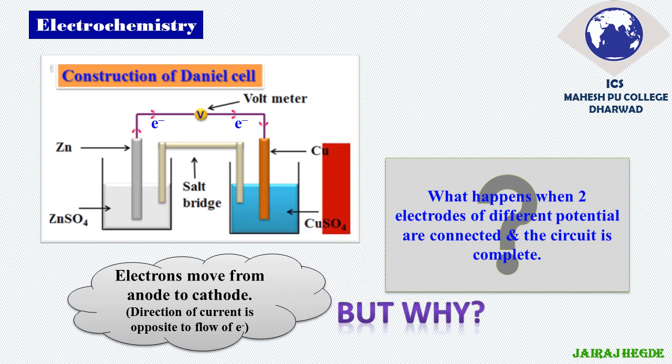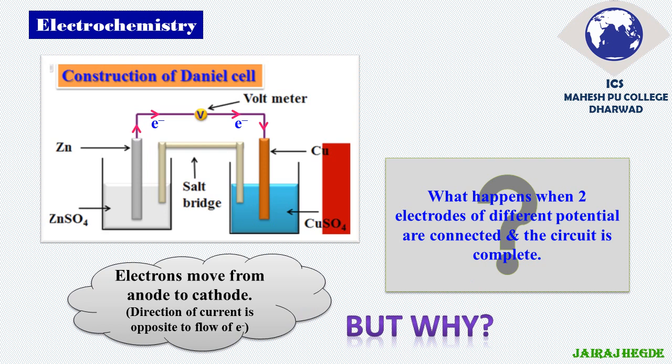Here the electron moves from the zinc electrode to the copper electrode. But the question is, why? Why does the electron move? The reason is pretty simple. The reduction potential of zinc is minus 0.76. The reduction potential of copper is plus 0.34. As there is a difference in the reduction potential, there occurs a potential difference, or an EMF is generated. Whatever the difference in the potential, that brings the electron to move from anode to cathode.